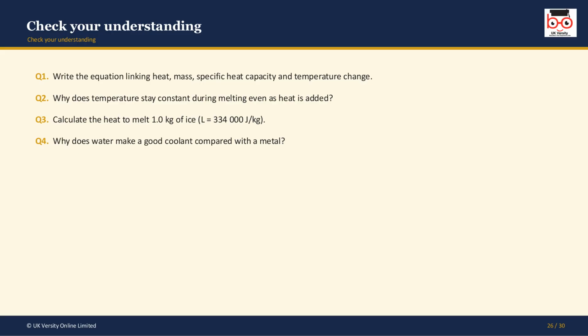Time for another check. First, can you write the equation linking heat, mass, specific heat capacity, and temperature change? Second, why does the temperature stay constant during melting even as heat keeps going in? Third, can you calculate the heat needed to melt 1.0 kilogram of ice with a latent heat of 334,000 joules per kilogram? And fourth, why does water make such a good coolant compared with a metal?